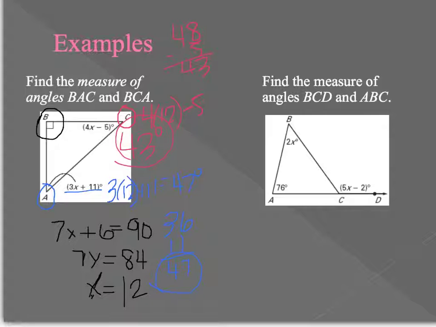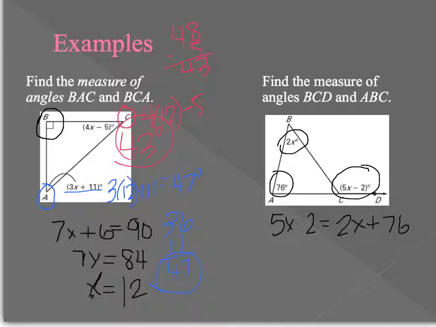Okay, in this last example, we're going to go back to that exterior angle theorem, because that's all I can use here. So here's my exterior angle, 5x minus 2, equals the sum of the two inside that don't touch it, 2x plus 76. So I'm going to subtract 2x and I get 3x. I'm going to add 2 and I get 78. x is equal to, 3 goes into 7 twice with 1 left over, 3 goes into 18, 6. So x is 26.